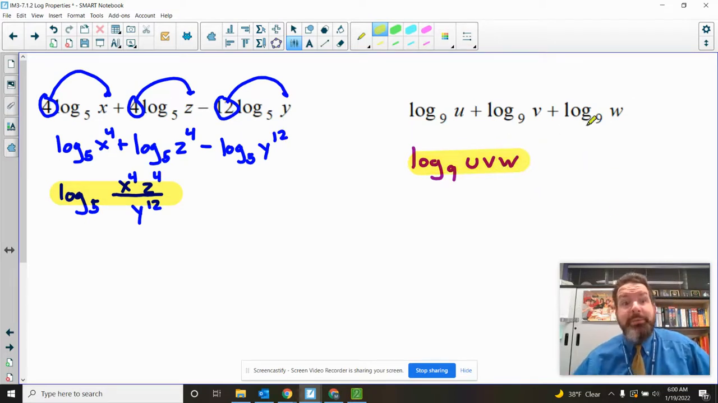So on this last one, again, we didn't do an actual fraction bar because since there was no minus, there'd be nothing to put on the bottom.